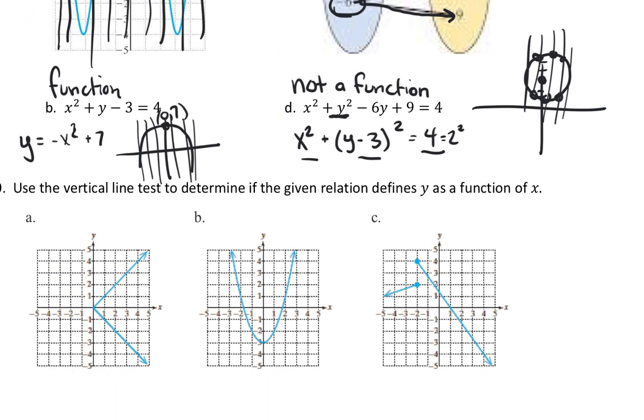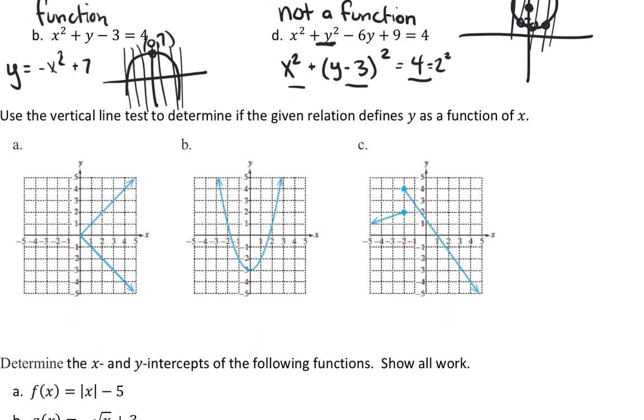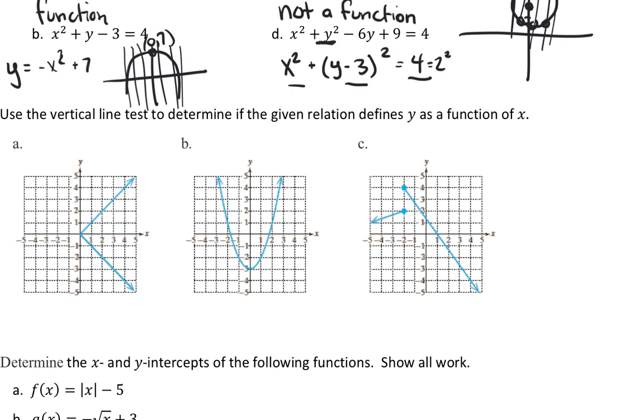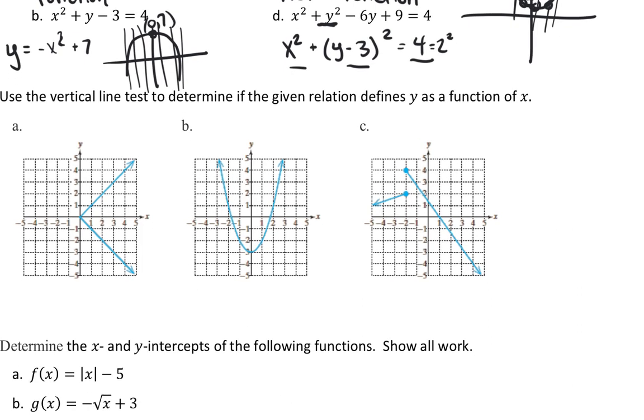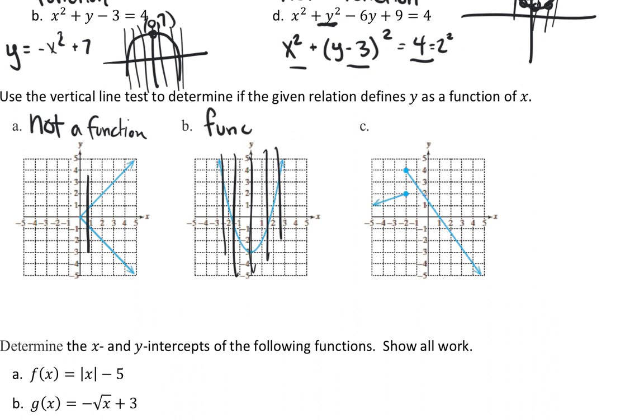All right, question 10, use the vertical line test to determine if a given relation is a function of x. So we use our vertical line test, and with our first line, we see this is not a function. For part B, we can draw as many lines as we want, and we can see that it is a function.